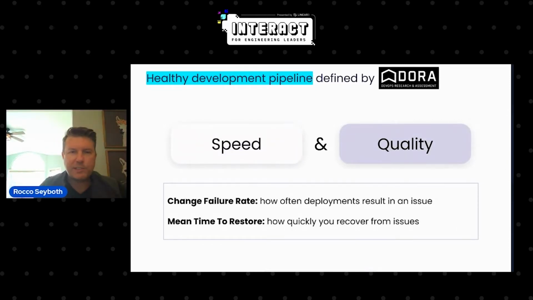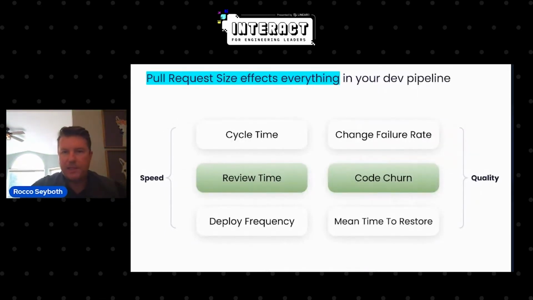There are 2 metrics, change failure rate and mean time to restore, that are really good indicators of the quality of your development pipeline and the quality of work that your team puts out. So when we say pull request size is the most important leading indicator of a healthy development pipeline, we're using these 4 DORA metrics that measure speed and quality to define what we mean in this case by healthy.